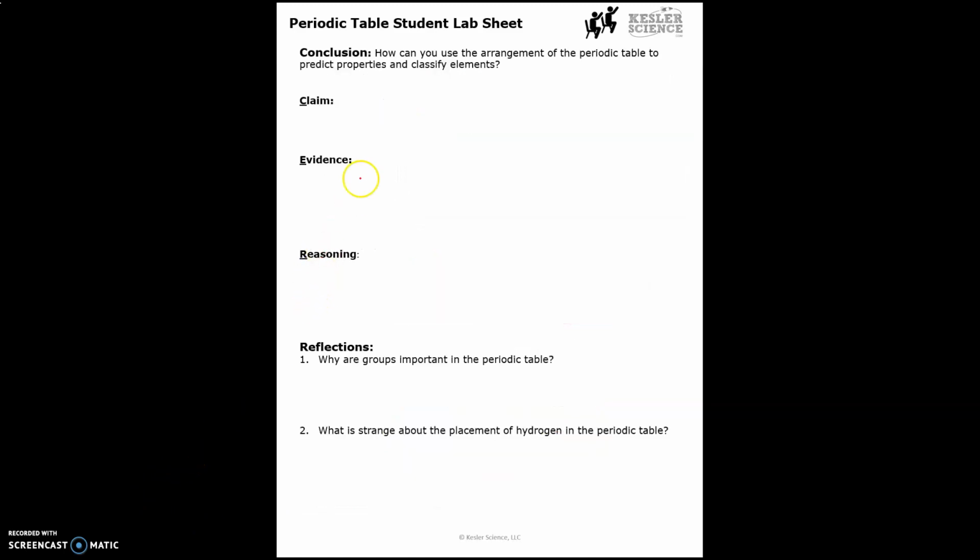Okay. How can you use the arrangement of the periodic table to predict properties and classify elements? What I'm going to do, this uses a claim, evidence, and reasoning process. I'm going to upload a page that gives you more guidance on this instead of talking about it. So be looking for uploaded guidance here.